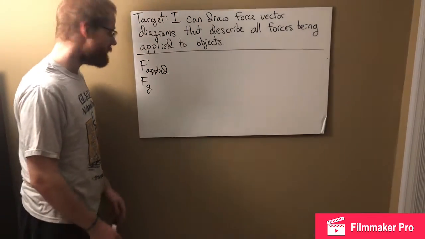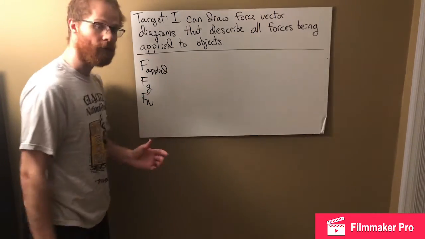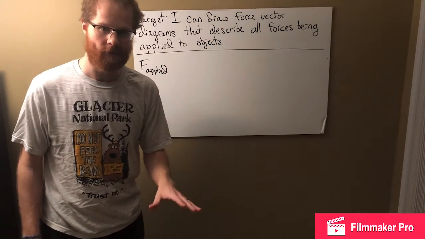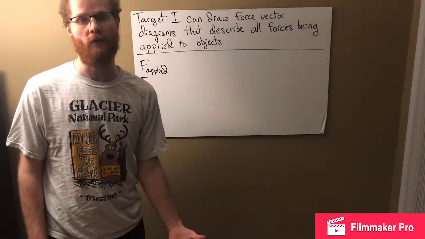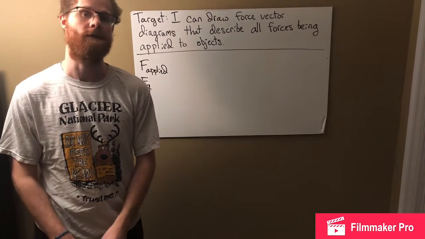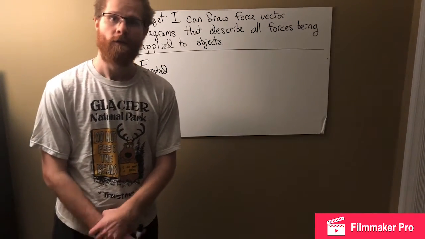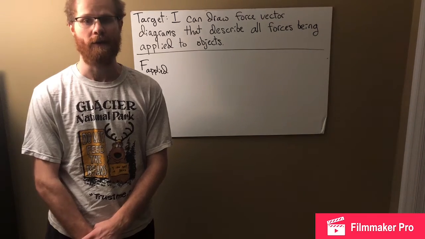There's also the normal force. When the book hits the ground, it doesn't just keep moving through the ground, it stops moving. So why does it stop moving? Because the ground exerts a normal force that is equal and opposite to the force imposed on the book by gravity.